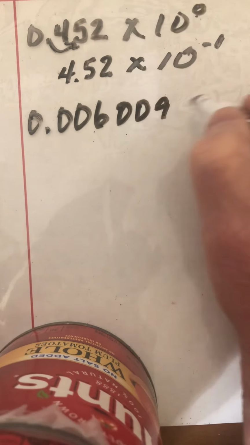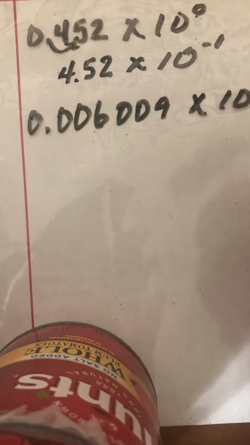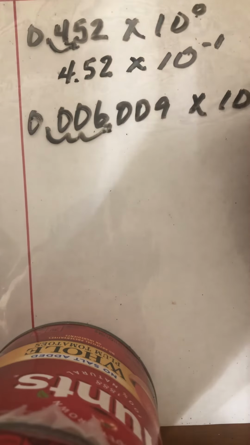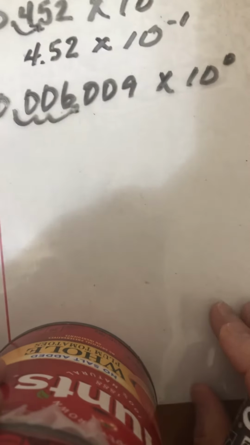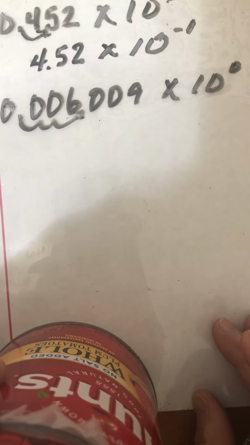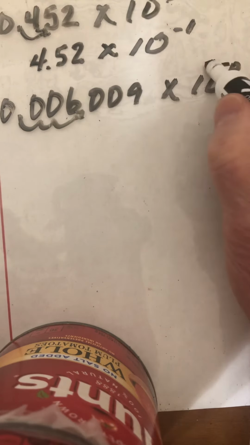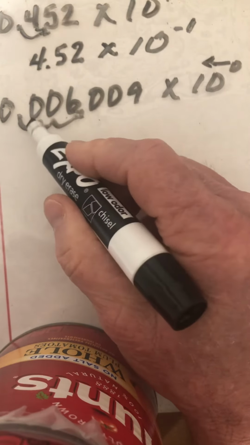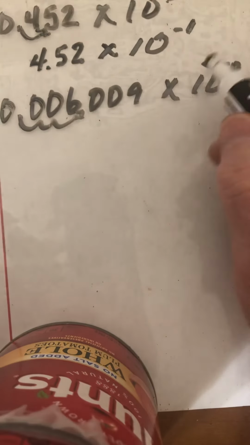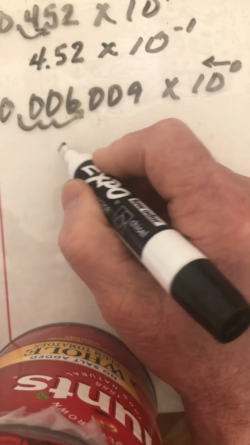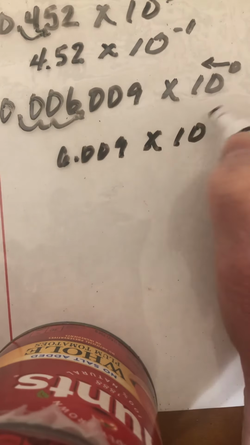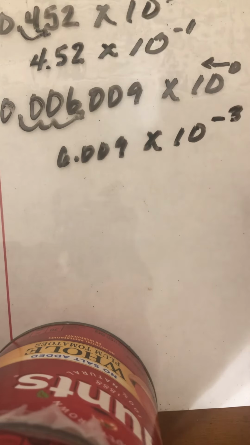I go 0.006009. All right, I'm going to make that times 10 to the 0. Then I move this 1, 2, 3 times, right? That was 10 to the 0. I move this 3 times, so this has to come back this way. Since this went to the right, this has to come back. I multiplied this by 1,000, so I have to divide this by 1,000, so it's going to be 6.009 times 10 to the negative 3, right?